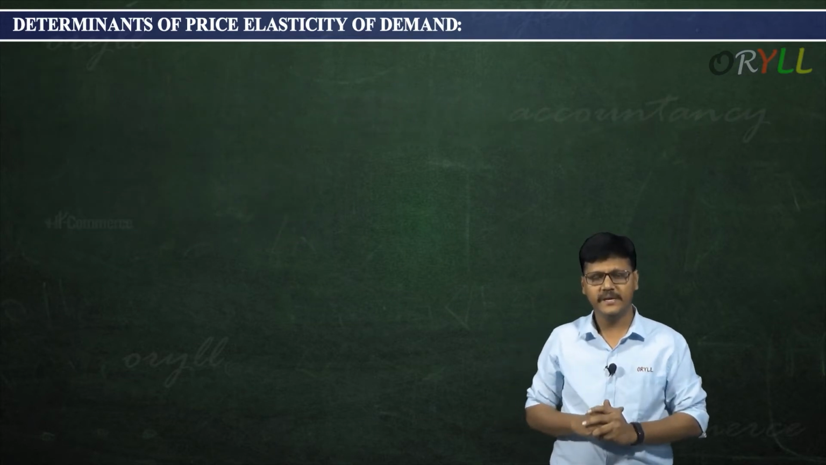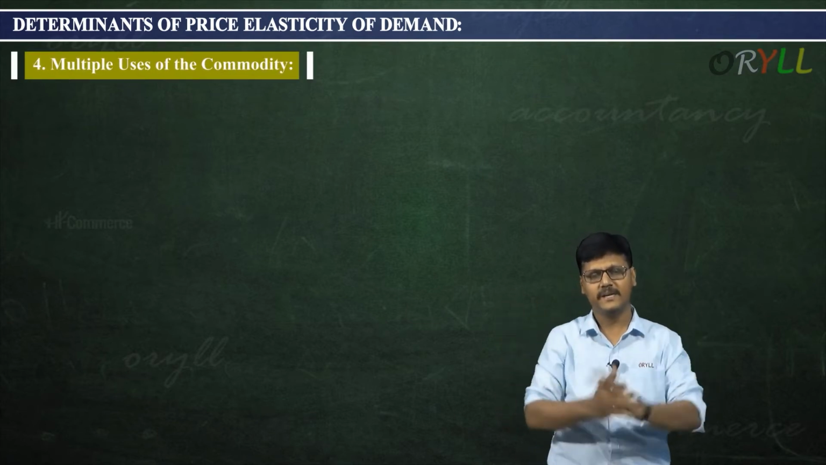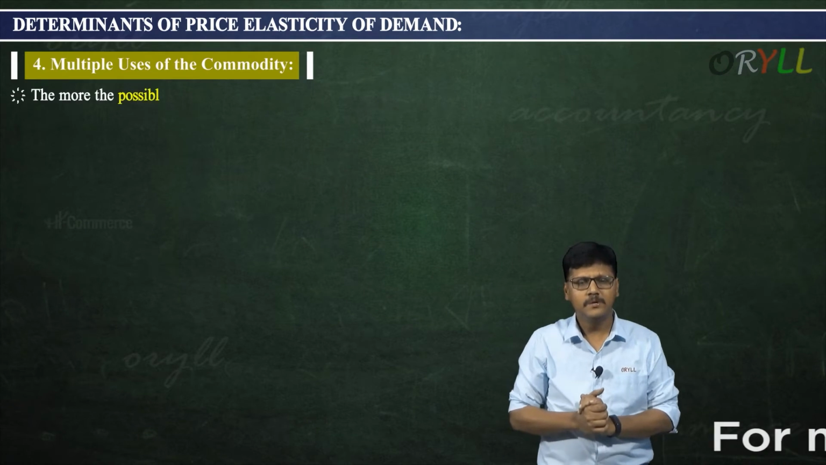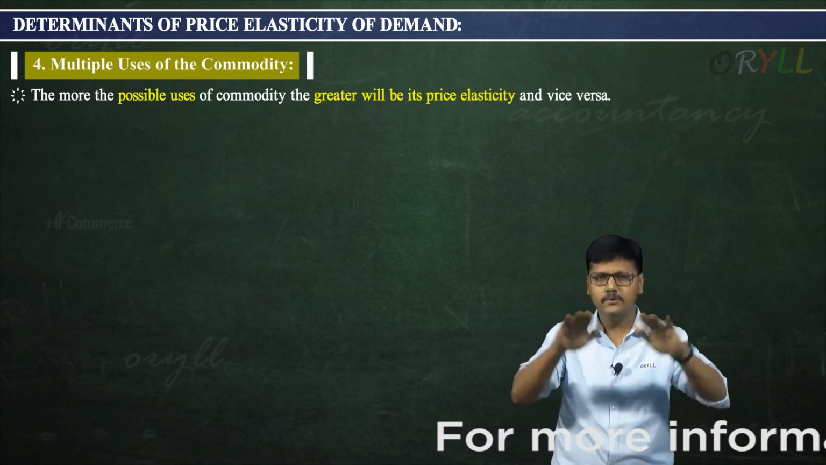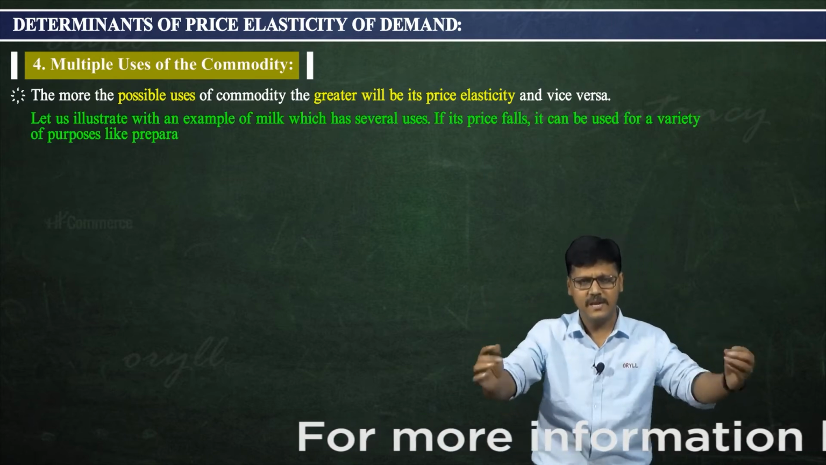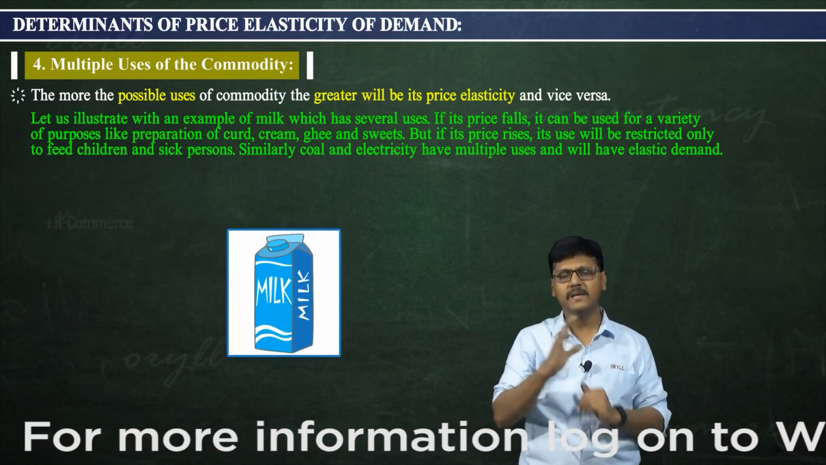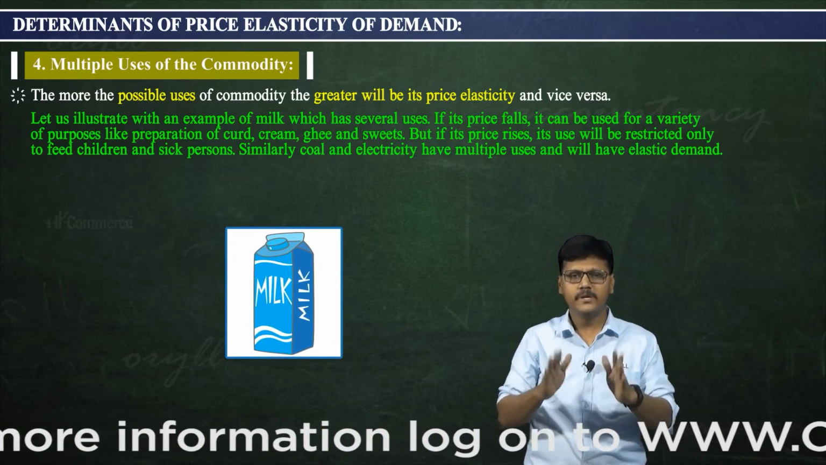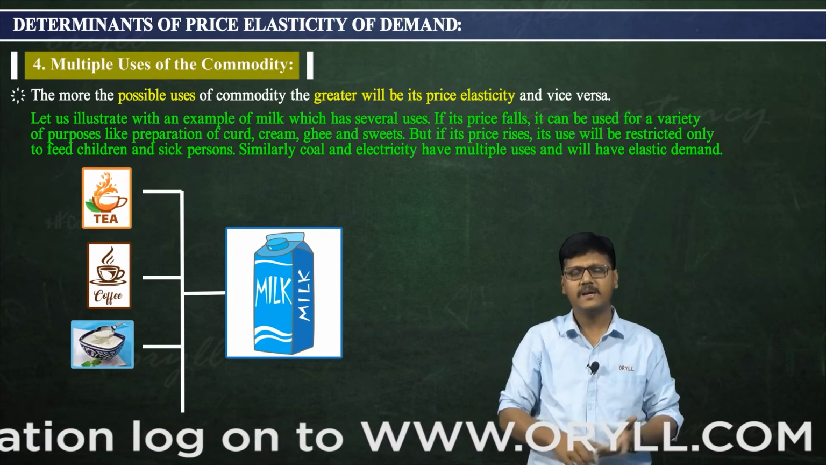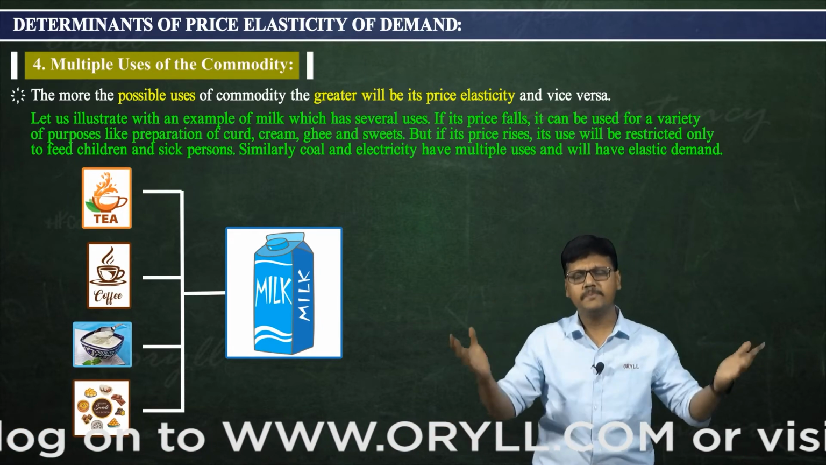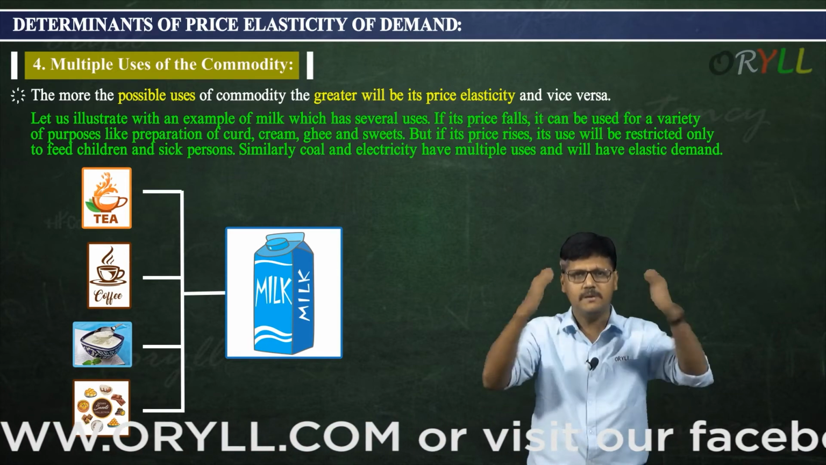The next point is multiple uses of the commodity. Multiple uses means we can put the commodity into several uses. I am going to use the same example which we have already taken in our previous points, that is milk. Milk can be put into several uses. I can make tea, I can make coffee, I can make curd, I can make sweets, many types of sweets. So it means that I can put the one milk into several uses.